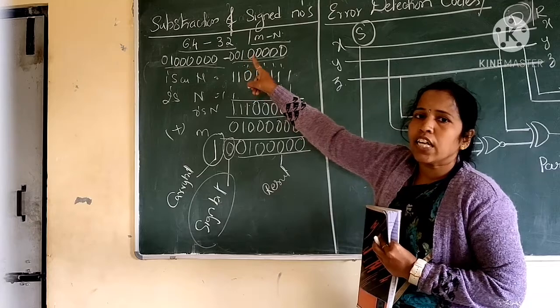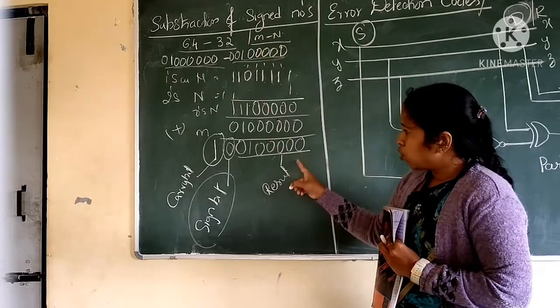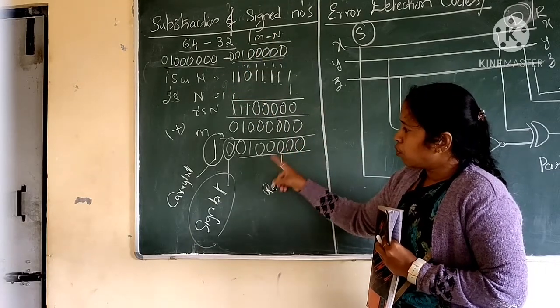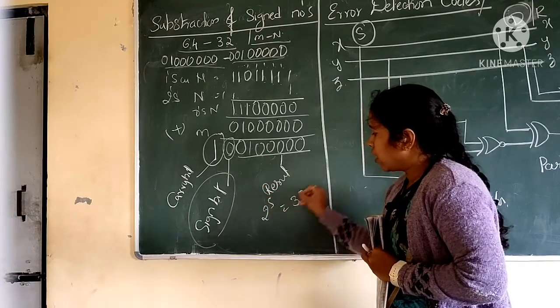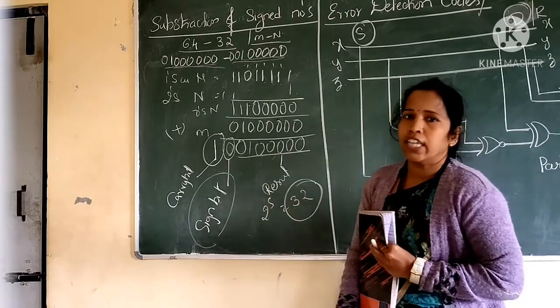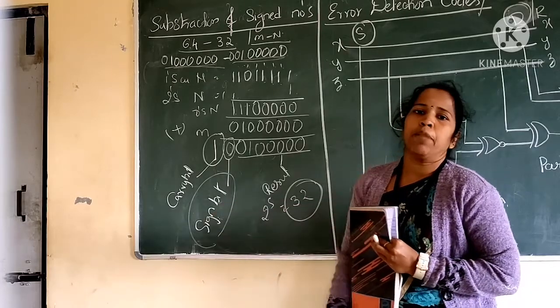64 minus 32 is nothing but 32, which is 2 to the power of 5, that is, 2 to the power of 0, 1, 2, 3, 4, 5. 2 to the power of 5 is again 32. So you have got 32. Now what is the use of this sign bit?